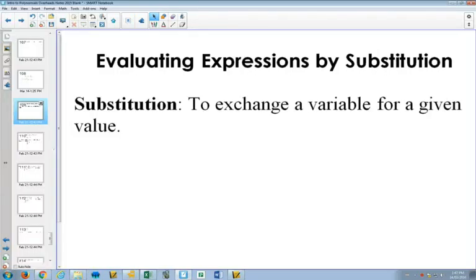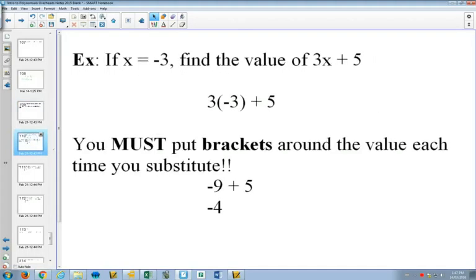So what we're going to look at is substitution, how you can evaluate an expression by substitution. So what this means is if you get an example with an algebraic expression like 3x plus 5, and you know that x is equal to minus 3, well, all you have to do is wherever the x is, substitute negative 3 inside 4x, and then you just have to do your mental math.